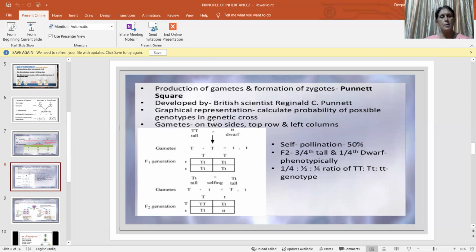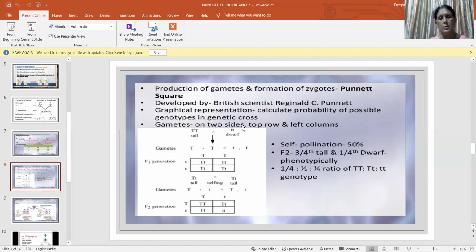Next, this type of cross is called a Punnett square. Here, the production of gametes and formation of zygotes can be described in the form of a Punnett square. It was developed by the British scientist Reginald C. Punnett, and it is a graphical representation to calculate the probability of possible genotypes in a genetic cross. So in a genetic cross, we describe the probabilities with the help of the Punnett square. So this type of square is called a Punnett square.